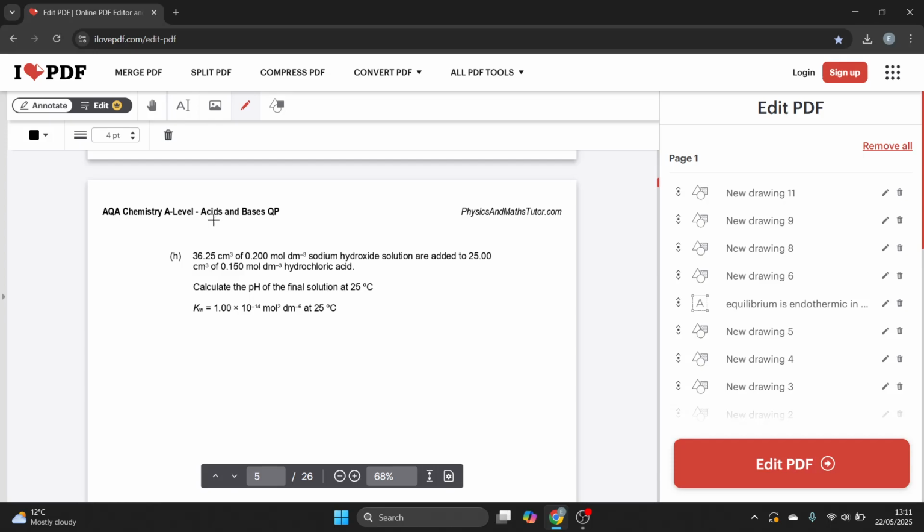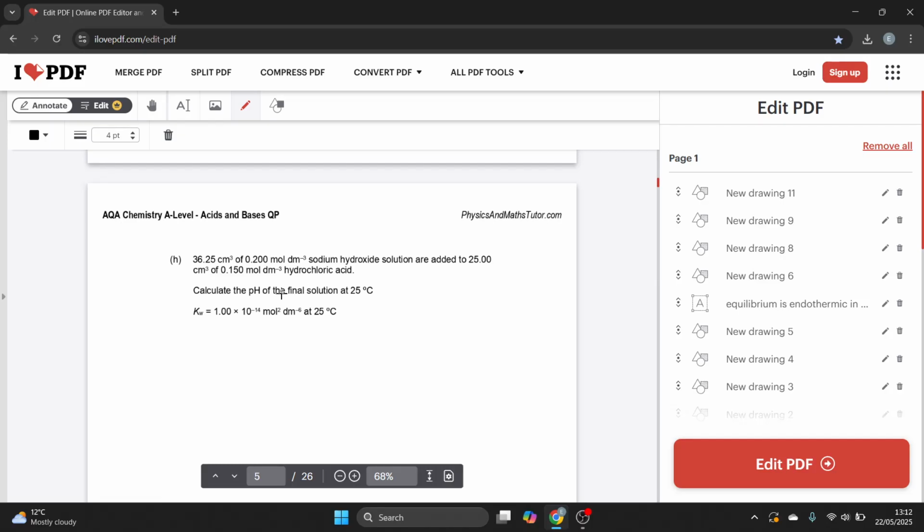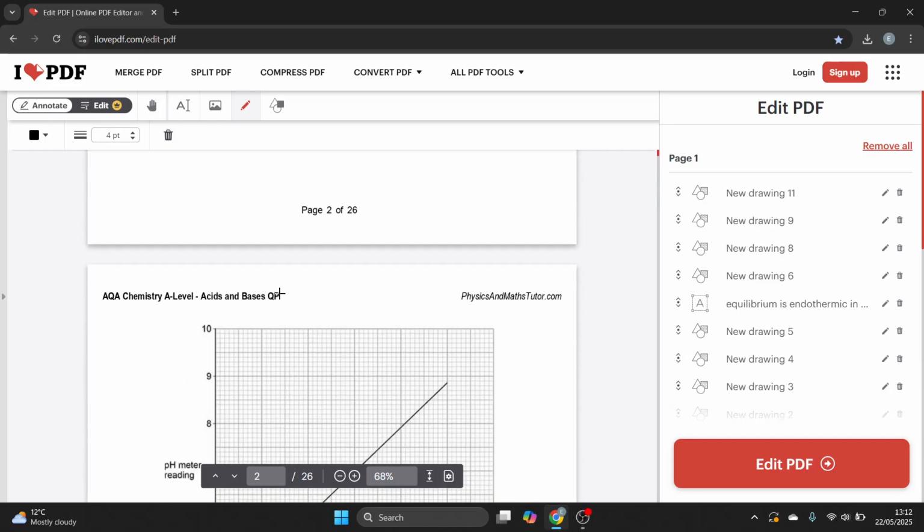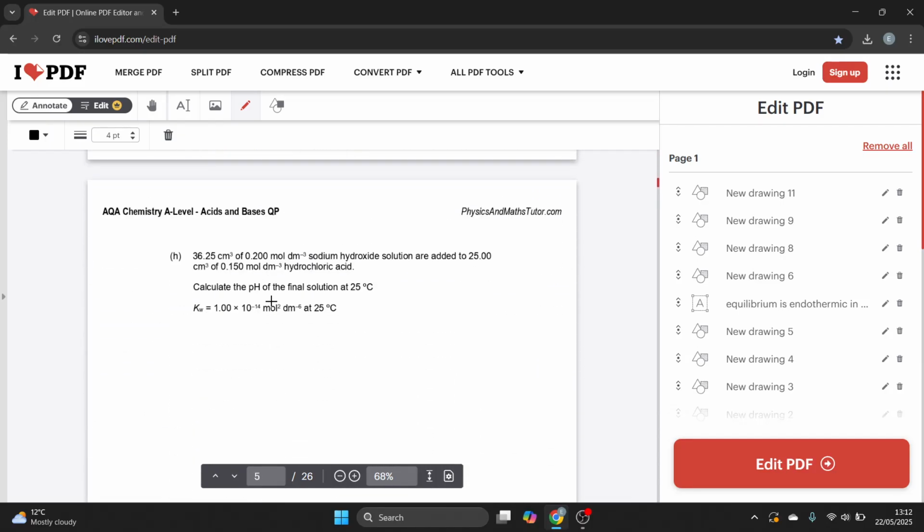So it says, okay, calculate the pH of the final solution of this. So what are we working with? We are working with a hydroxide, OH minus, and we've got hydrochloric acid, HCl, and, if I can fully remember.